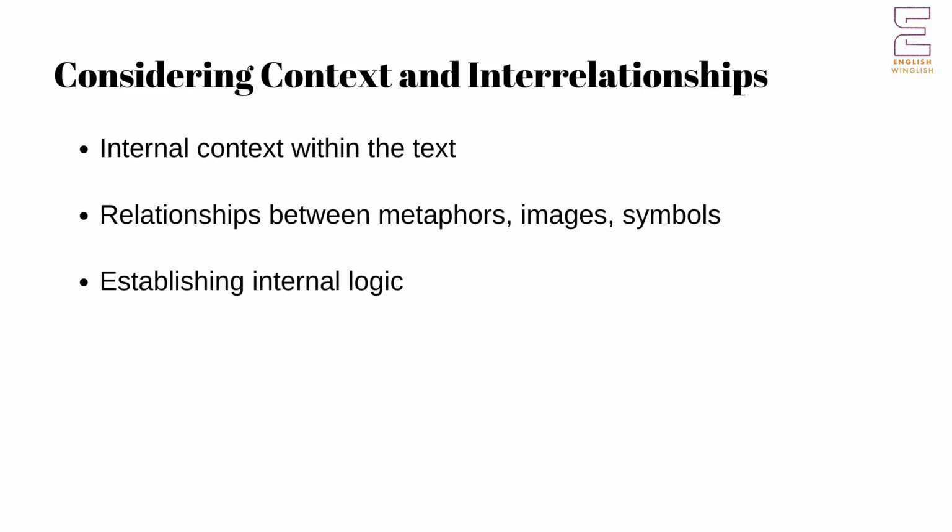Considering context and interrelationships. Formalist analysis also involves considering the context within the text itself. This includes internal relationships between words, phrases, metaphors, images, and symbols. By examining these elements in relation to each other and the whole text, the reader can identify the internal logic and coherence of the work. This process reveals how the text's formal elements contribute to its thematic and artistic accomplishments.